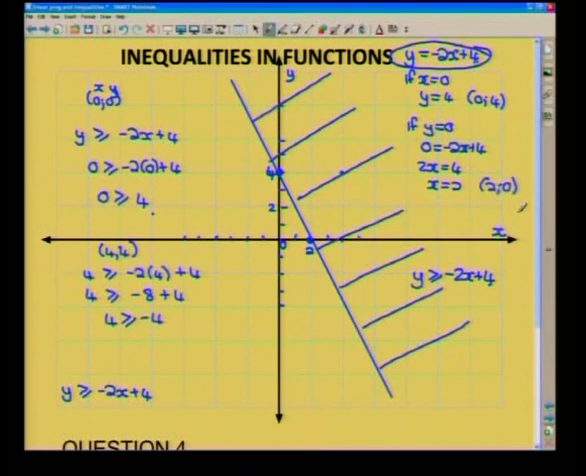So if I choose a point clearly in one side or the other, test it and it doesn't work, then I shade the opposite area. If it does work, I shade that area.